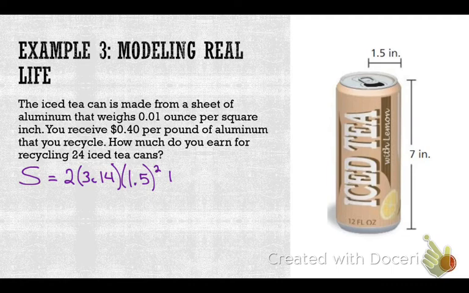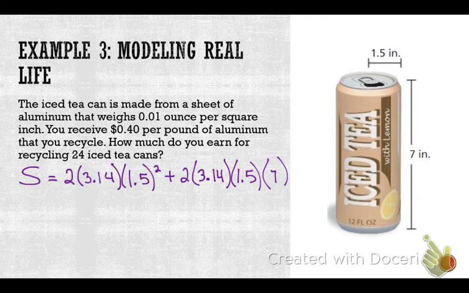Okay, so that does not look like a decimal. Let me fix that. 2 times pi, that should not be 3.14. Y'all should be writing this down. Okay, times my radius, which is 1.5 squared, plus 2 times pi times my radius times my height. So this is nothing new. We've done this in example 1 where we're trying to find the surface area of the can.